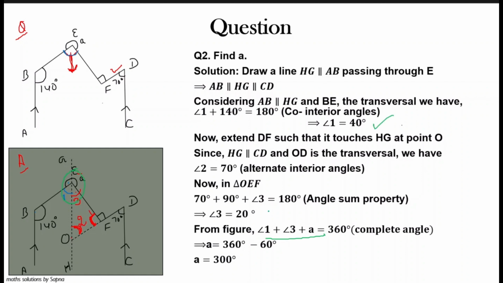We figured out 3 is 20 degrees. So we can substitute their values. 40 plus 20 is 60. So 60 plus A is 360. So A is 360 minus 60, which is 300 degrees. So that's how we can figure out what A is. I hope the question is clear to you.